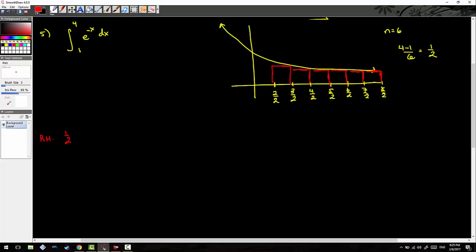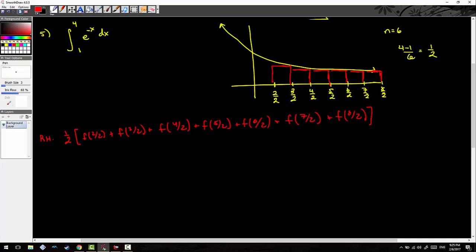So what I have is 1/2. That's my width, right? My width didn't change even though I'm doing right-hand rule. It's going to be f of 2 over 2 plus f of 3 over 2 plus f of 4 over 2 plus f of 5 over 2 plus f of 6 over 2 plus f of 7 over 2 plus f of, in this case, we are going to include 8 over 2. Unlike the last one, we just didn't include this guy.